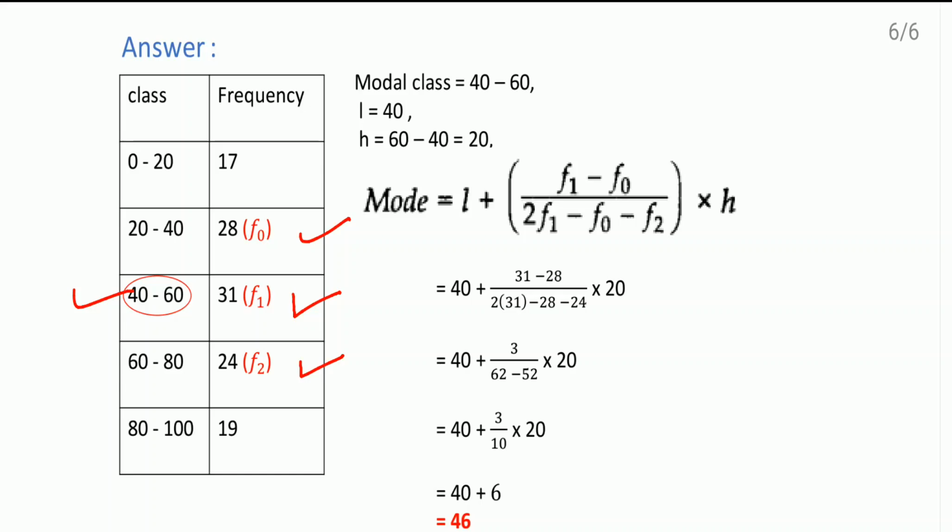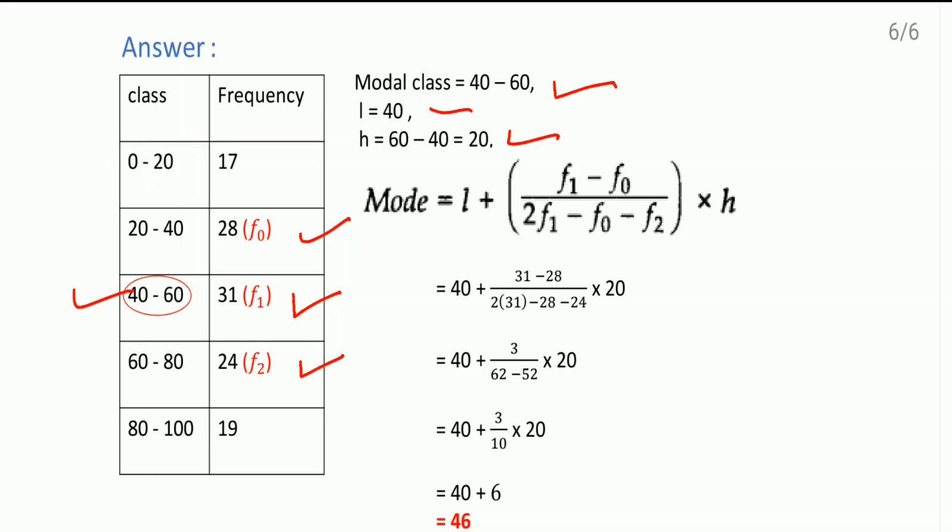Now the modal class is 40 to 60. The lower limit of this class is 40. Class size is what? Upper limit minus the lower limit. 60 minus 40 is 20. You should know the upper limit and lower limit. For example, here for this one, 0 is the lower limit and 20 is the upper limit.